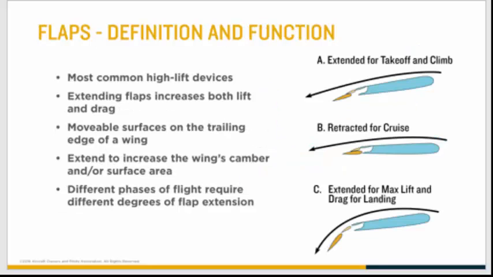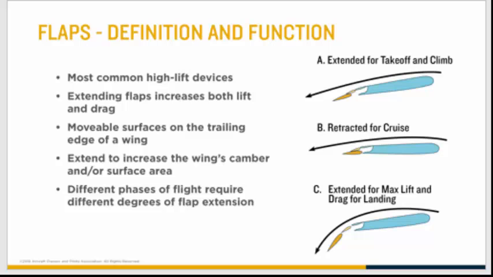So flaps are the most common secondary flight control system. They're found on almost every airplane. A flap is a movable surface attached to the trailing edge of a wing. Sometimes flaps are located on the leading edge. This type of flap will be discussed as a leading edge device. A flap is considered a high lift device. Deploying flaps increases the wing's camber, which increases lift.